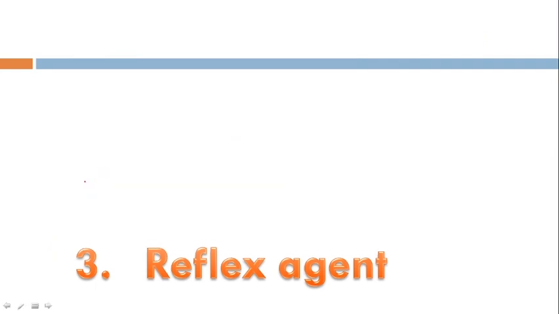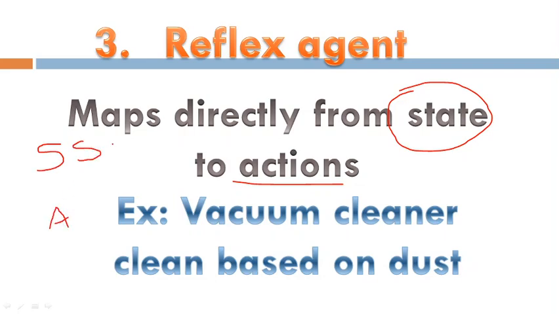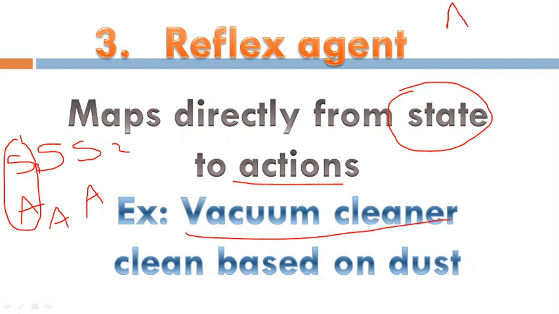Next, coming to the last one, reflex agents. A reflex agent works from state to actions. It is a direct map, state to action. What is the present state, what is the action? Next, what is state 2, what is the action? So it directly maps the state to the action. Best example, vacuum cleaner. If A is clean and B is dirty, the vacuum cleaner turns right. If B is clean and A is dirty, the vacuum cleaner turns left. This was already discussed in the first unit.